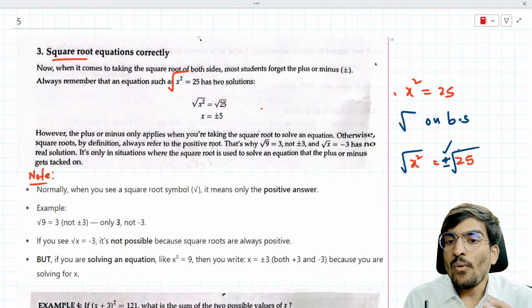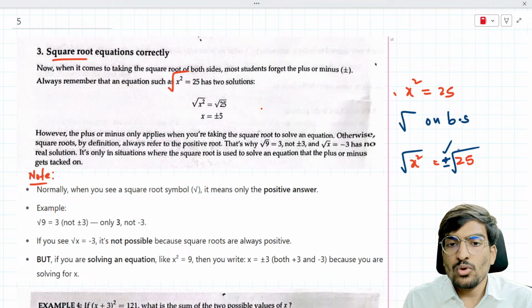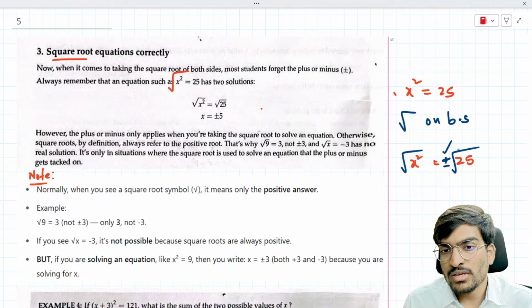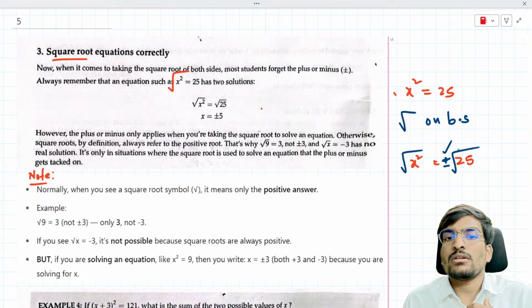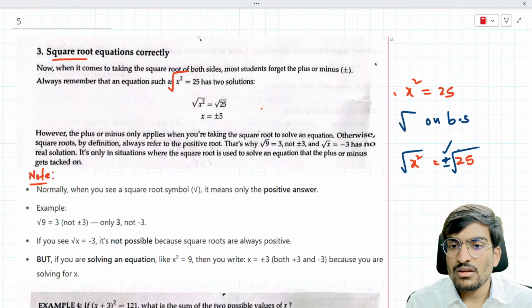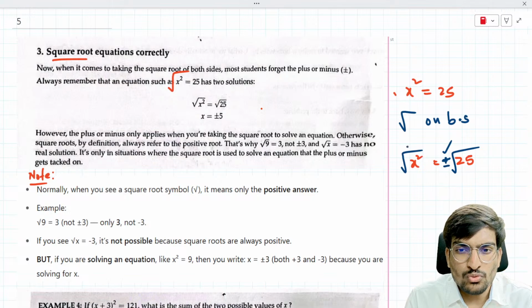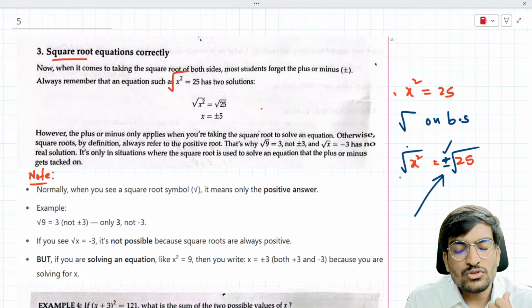To know why about this concept, it's a time consuming concept. If you want to know why plus or minus comes into the picture, I already made a video on this. Go and watch. It's in the algebra playlist, third chapter, manipulating and solving equations. Somewhere in the middle, exactly at this point, you can find why we are doing this plus or minus. As of now, I'm just going with this. Whenever you do square root on both sides, you get a plus or minus here.